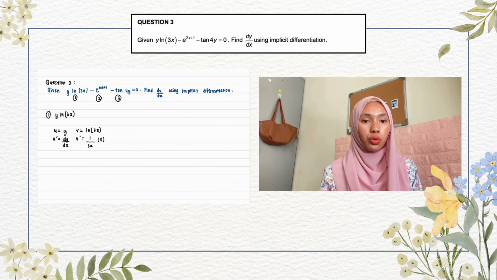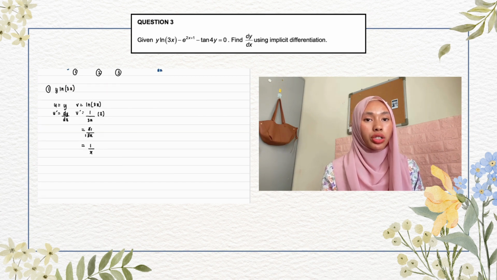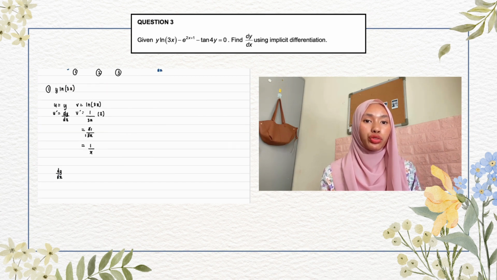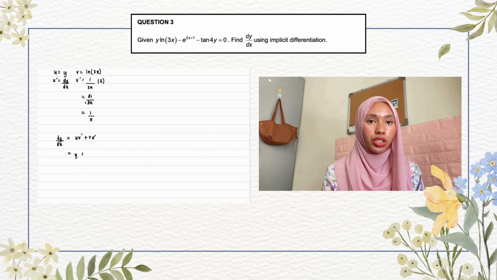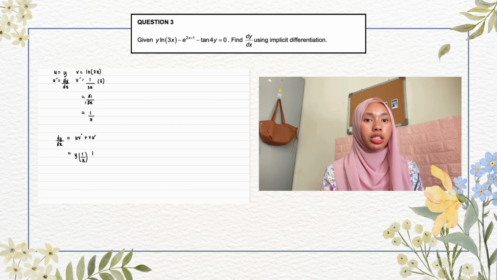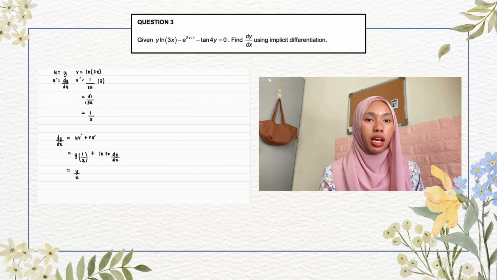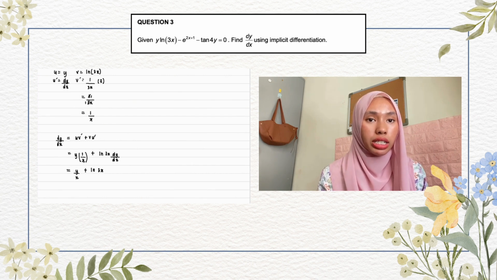So for equation 1, y ln 3x, we will use product rule since we have two variables y and x. So dy/dx equals to uv prime plus vu prime. So dy/dx equals to y over x plus ln 3x dy/dx.